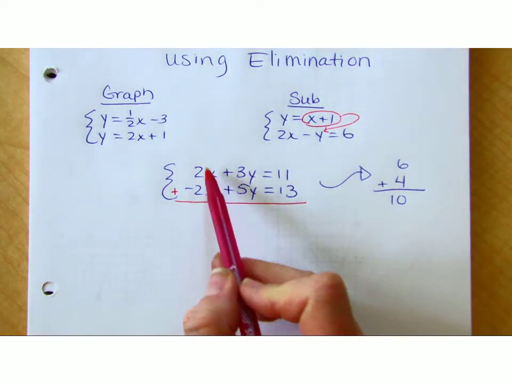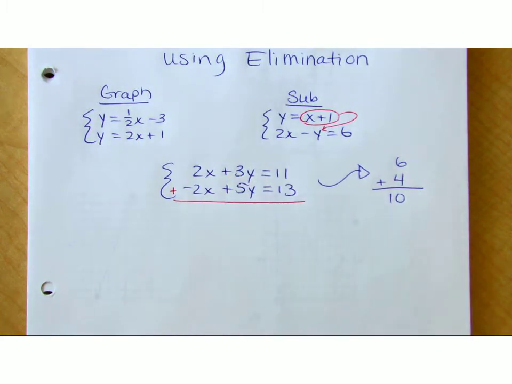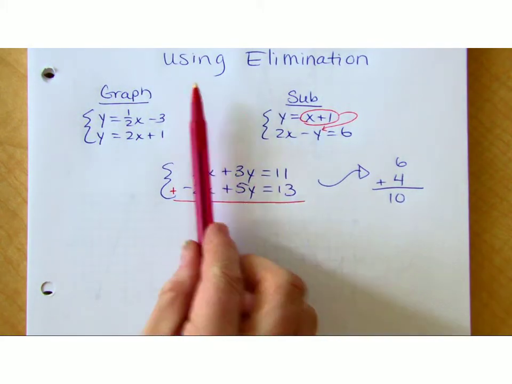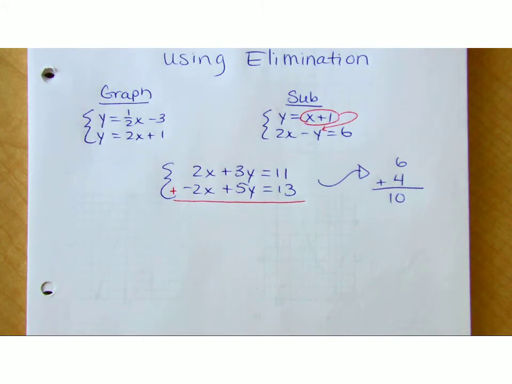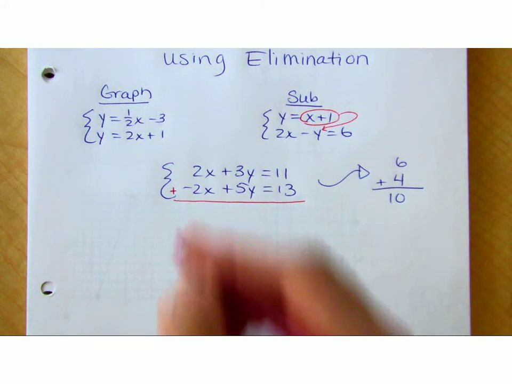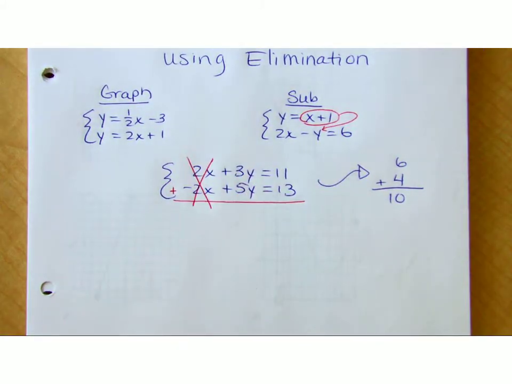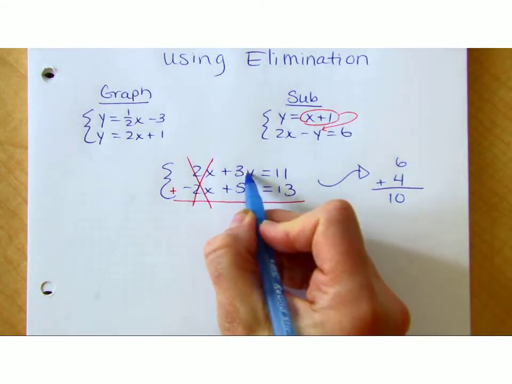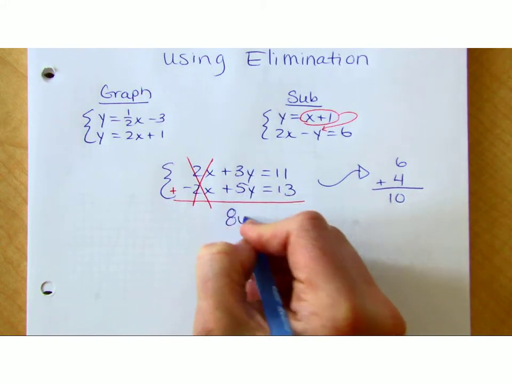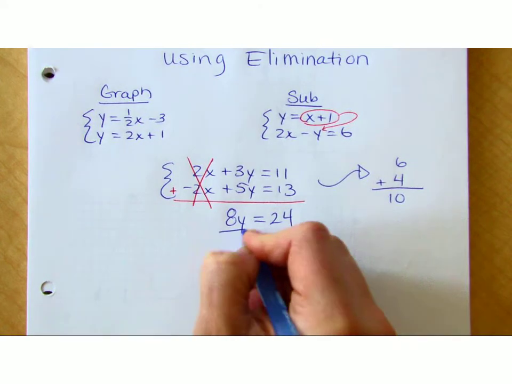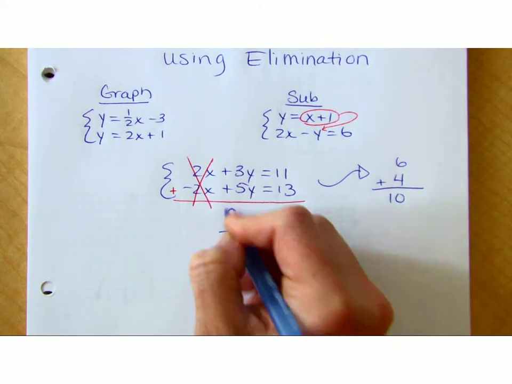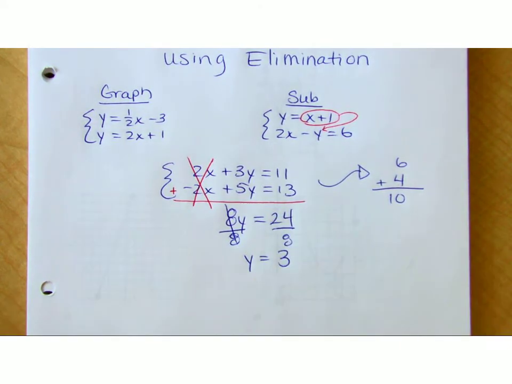So first of all, you notice they're both in standard form. And you notice that the x's line up with the x's, the y's with the y's, the constants with the constants. And what happens when I go to add a negative 2x and a positive 2x? They cancel. And what am I left with? 3y plus 5y, and 11 plus 13. And divide by 8. And what? I already know my y value?